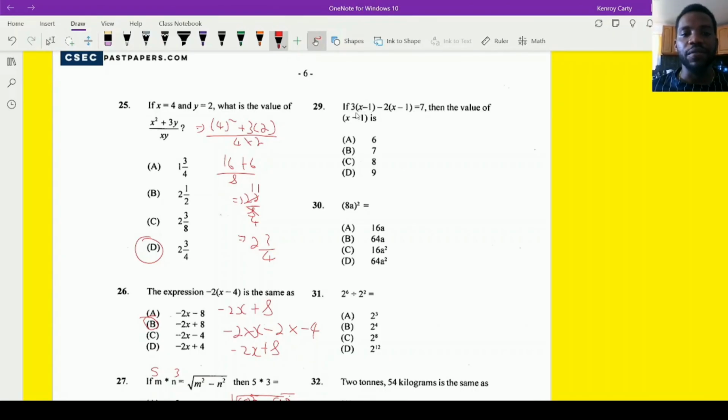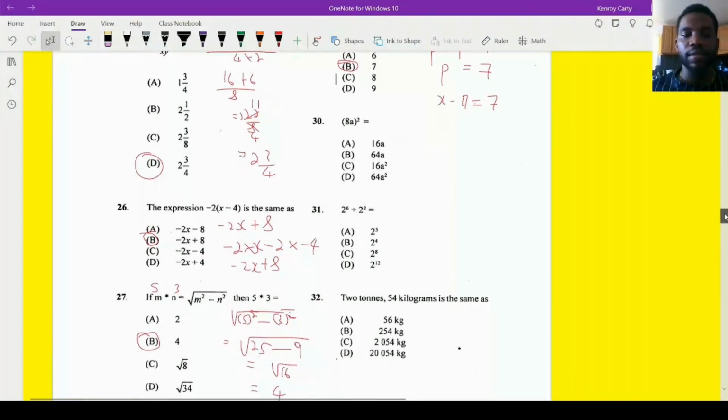Now, here's how we look at it. Since you want to find x minus 1, that is what you want to find. What we can do is call it p. Let x minus 1 be p. So you're going to have 3p minus 2p equal to 7. 3p minus 2p is p. P is equal to 7. So remember that p was x minus 1. So if p is equal to 7, then x minus 1 is equal to 7. So the answer is B as in boy.